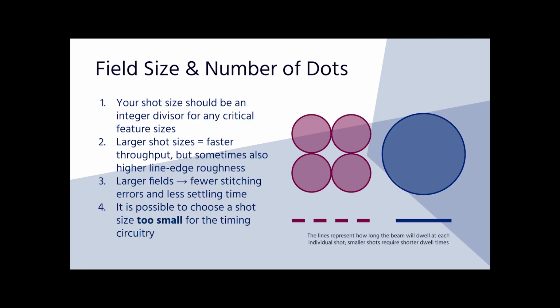Another cost of using a small shot size has to do with the ability of the tool to accurately time each individual shot. On our Crestec tools, the units we use for dose time are microseconds, but we are routinely talking about fractions of a microsecond. The theoretical minimum dwell time on either of our Crestec tools is 0.1 microseconds, or 100 nanoseconds, which provides a bit of perspective of how fast these exposures are occurring.